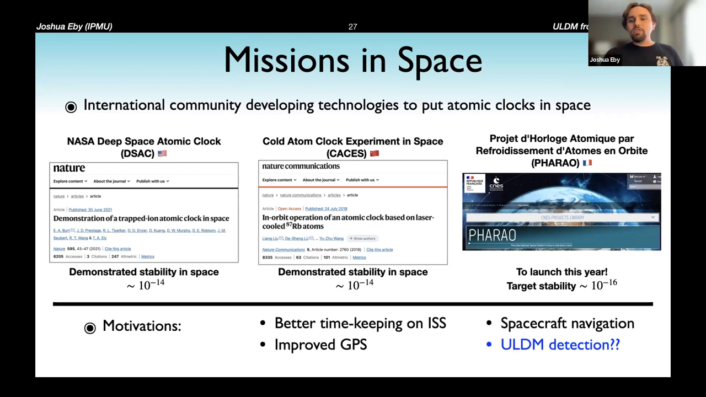Governments like to pour money into things like improving GPS systems or better timekeeping on board the International Space Station, or whatever comes next. Or in the event that we actually want to have colonies on the Moon or on Mars, we will need really high fidelity clocks in space for long distance communication. It would be very difficult to do that from ground to ground. And we are just throwing into the mix: maybe they could also, with minor modifications, do ultralight dark matter detection.